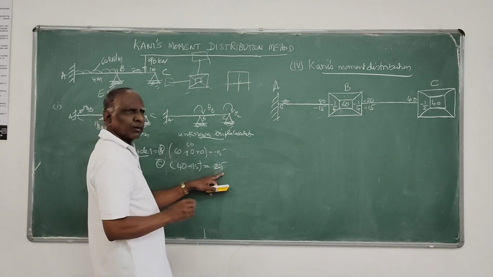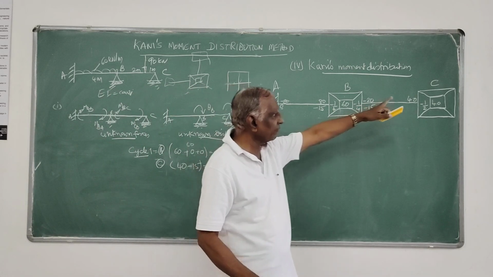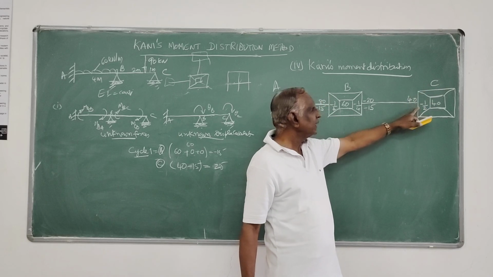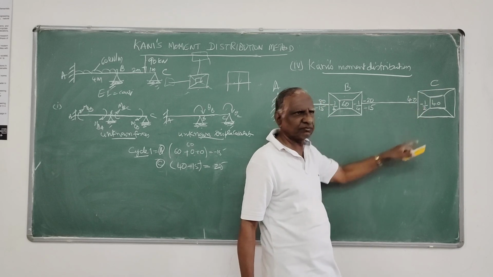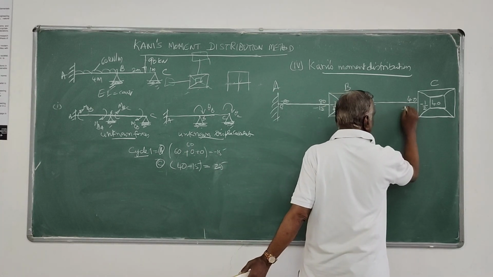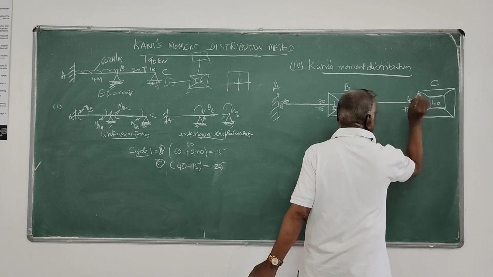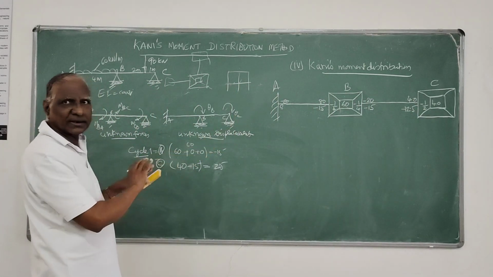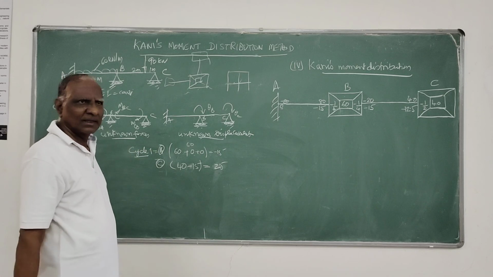25 is the total moment. That 25 moment, whatever is coming at the joint C, will be taken by this member in proportion to this rotation factor, that is my 25 into minus half, it is minus 12.5. So that is your first cycle rotation contribution.